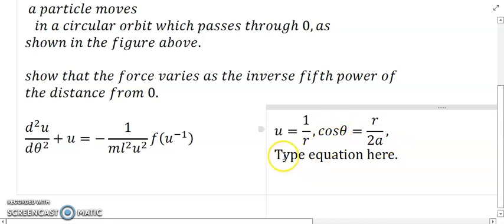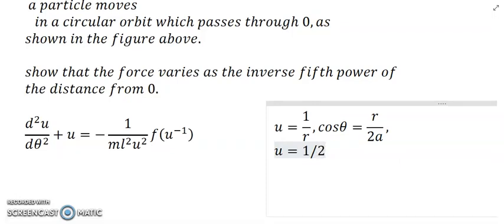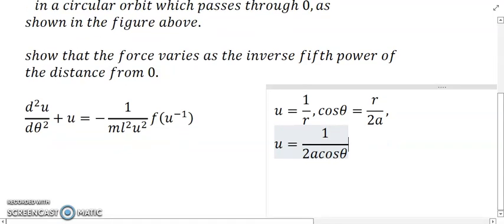Then if we replace R by 2a cos theta, we're gonna get U equal to 1 divided by 2a cos theta, something like this.